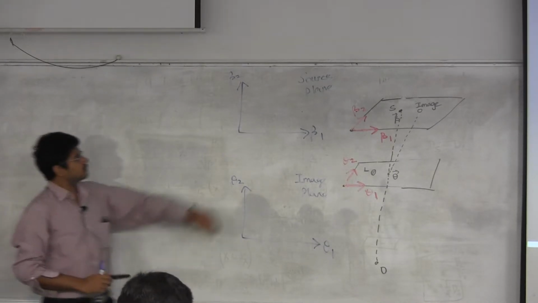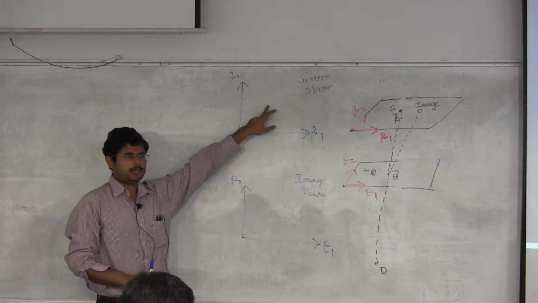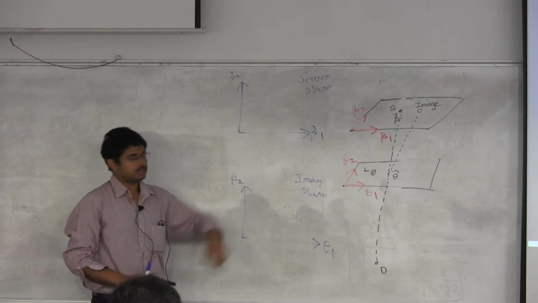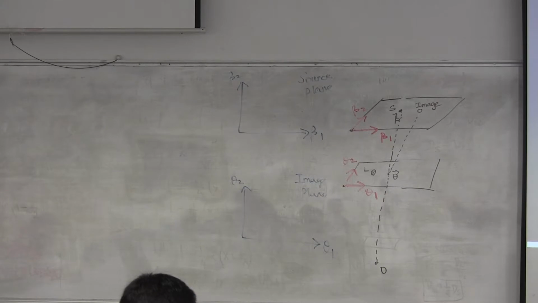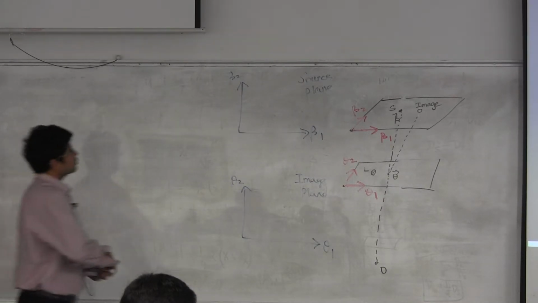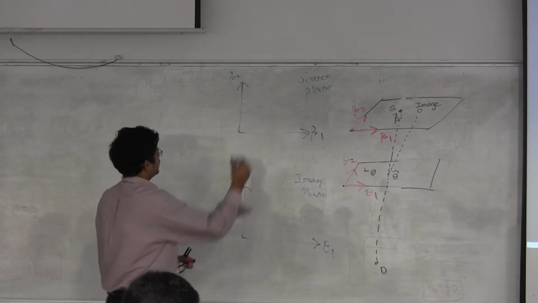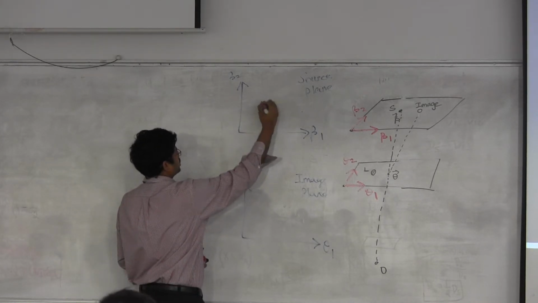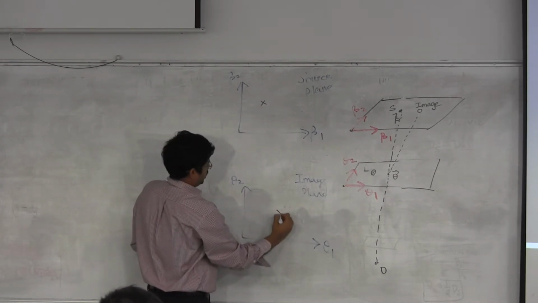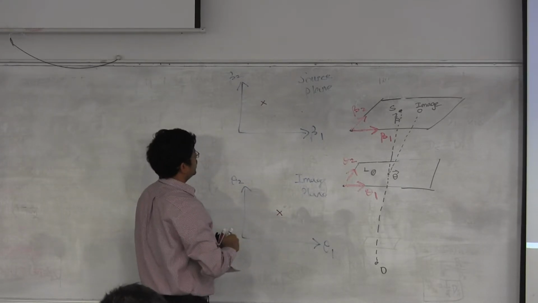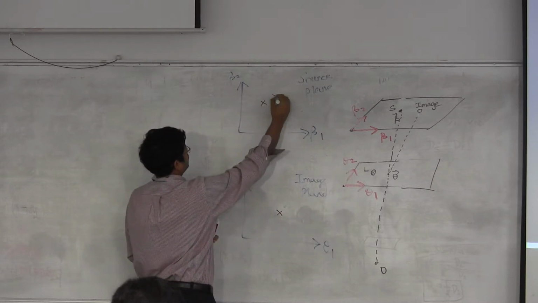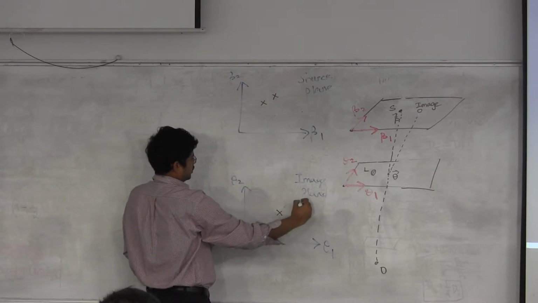And what lensing does is to take a point in the source plane and map it onto a point in the image plane. For example, I'm just drawing two different points. This would mean taking a point here and mapping it onto a point here, and taking a different point here, mapping it onto a different point here.